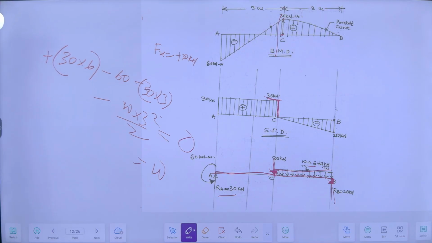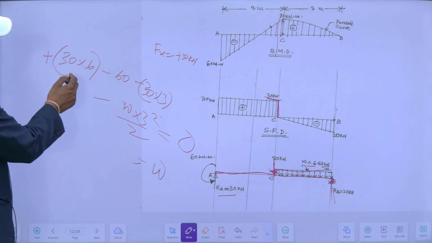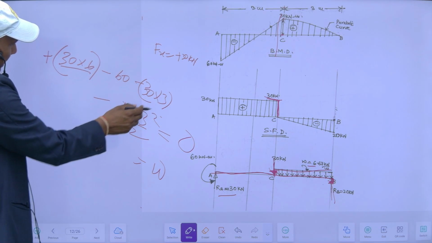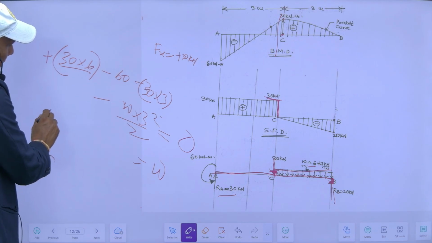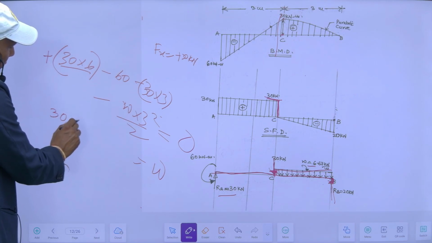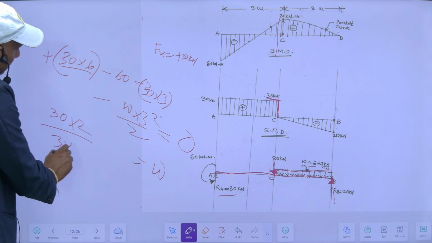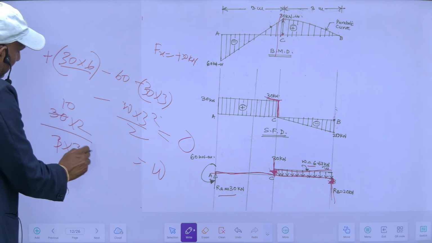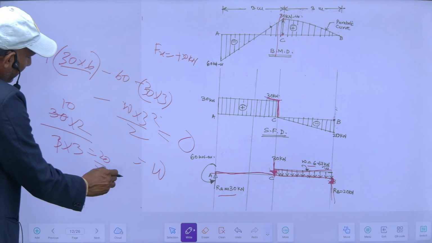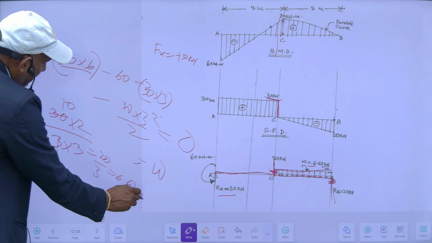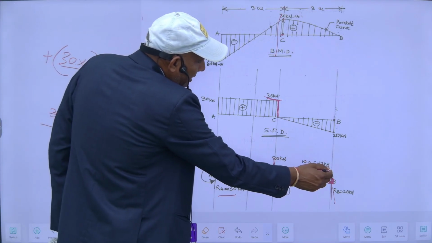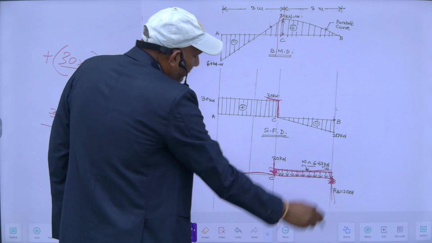So it will be 180 minus 60, 120 minus 90, 30. So it will be 30 into 2 upon 3 into 3. So this will be 20 upon 3, means 6.667 kilonewton per meter. So this will be my load intensity. 6.667 is the load intensity.